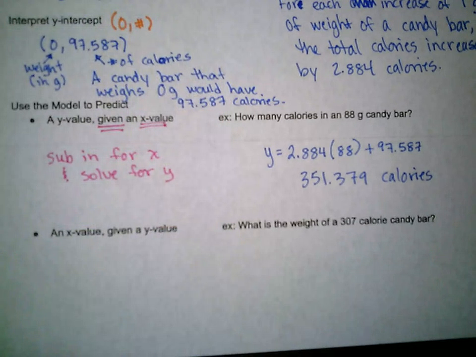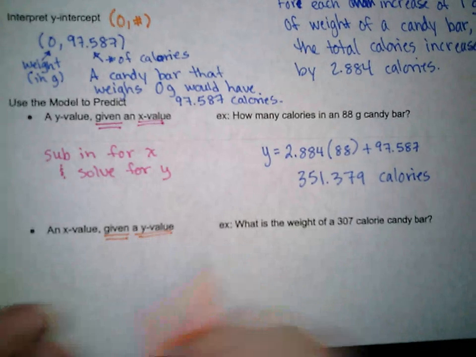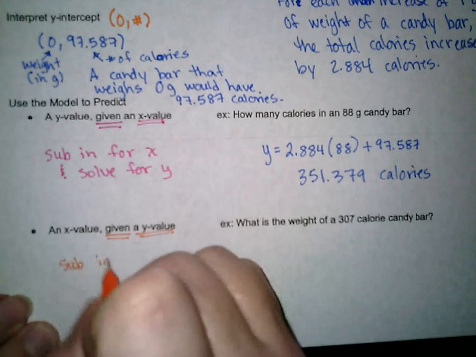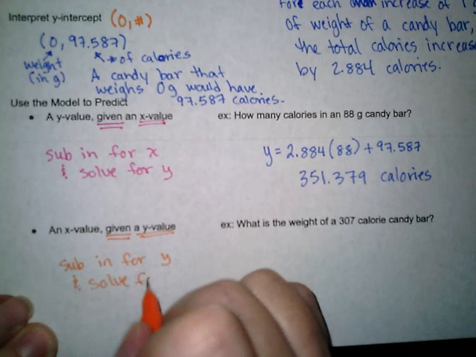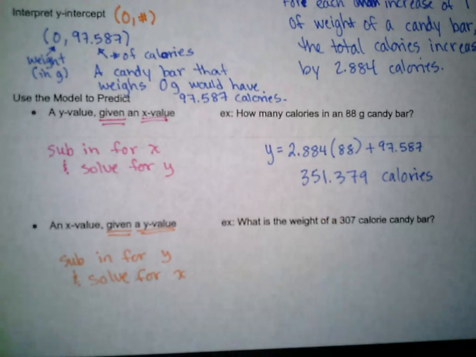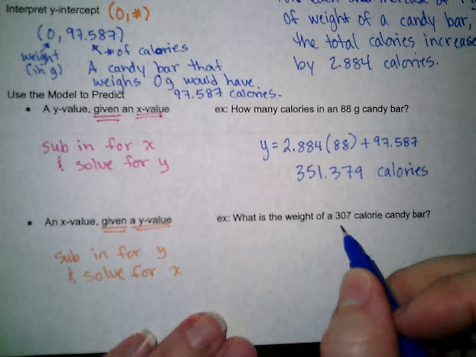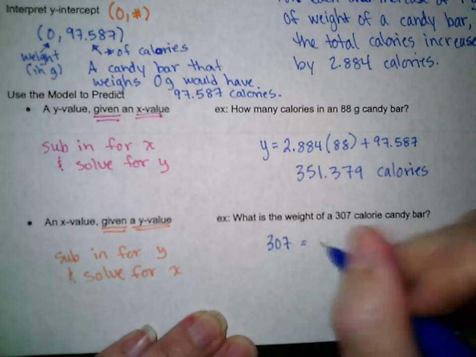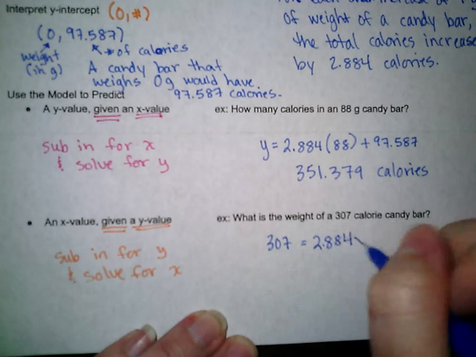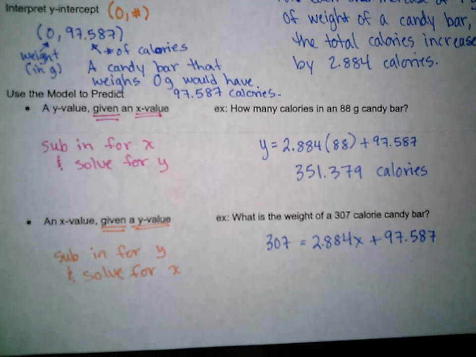If we are given a y value, then we're just going to sub in for y and solve for x. So in that case, what is the weight of a 307 calorie candy bar? So we'll put 307 for our calories equals 2.884x plus 97.587, and solve from there.